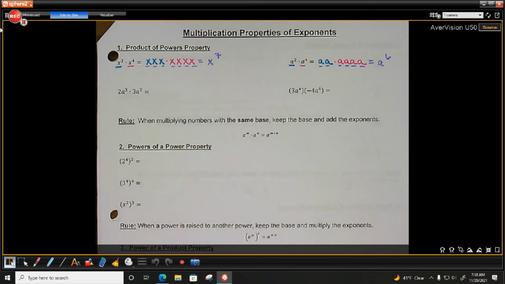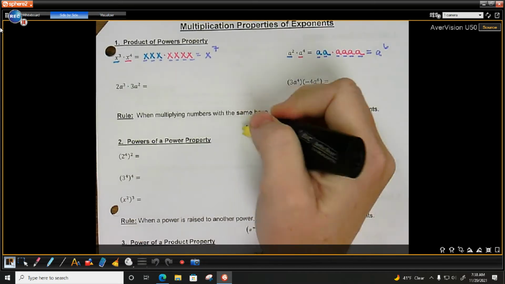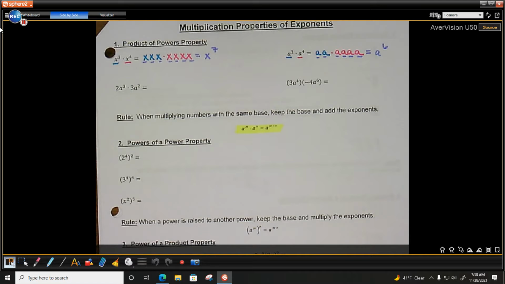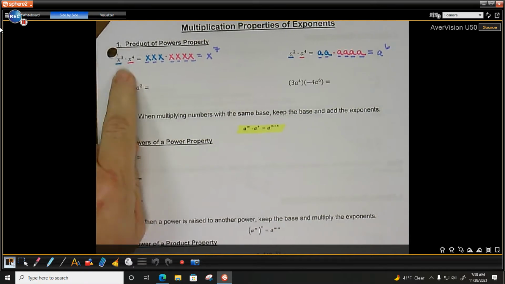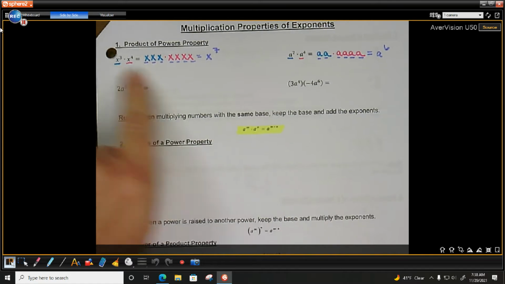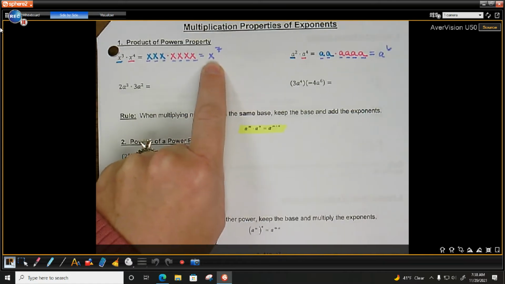Okay, so circle it, star this, highlight it, box it, whatever you want to do. But that is very important when you are multiplying two things with the same base. So like here, x and x, they both have a base of x. You keep the base and add the exponents. Okay?